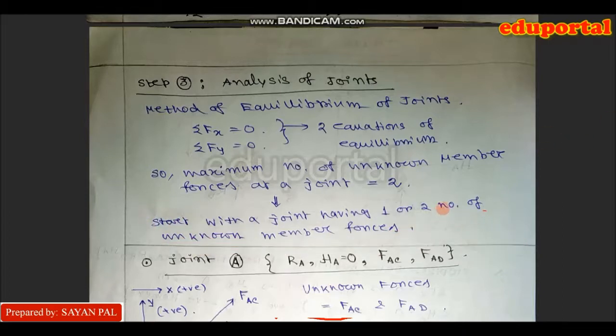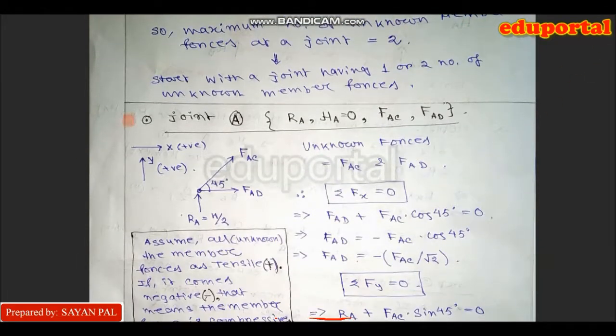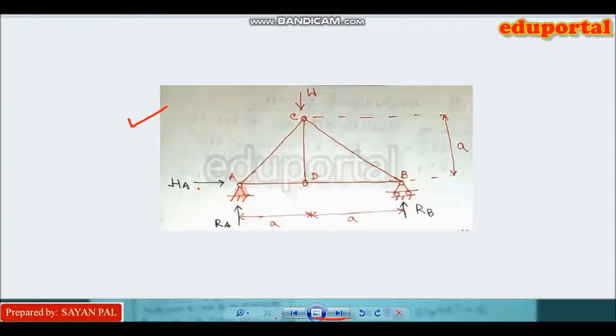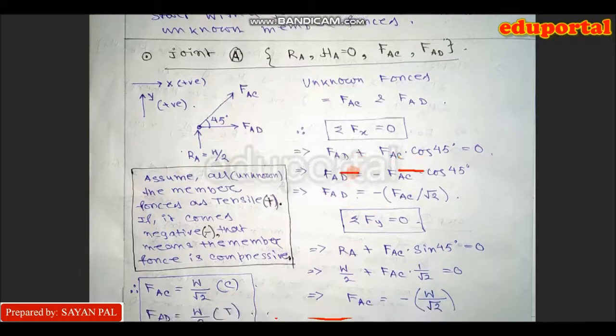Okay, now let's go for the solution. First we will take joint A. At joint A, the members are AC, AD, the horizontal reaction HA, which is equal to 0, and the vertical reaction RA. So the unknown forces are FAC, the force in member AC, and FAD, the force in member AD. And now we have to go for an assumption.